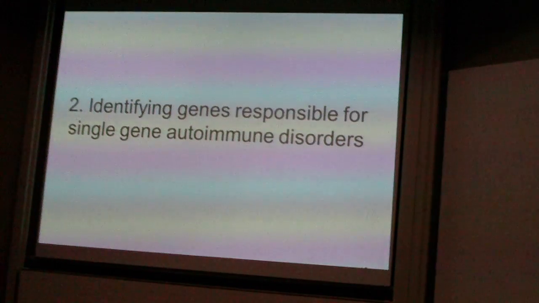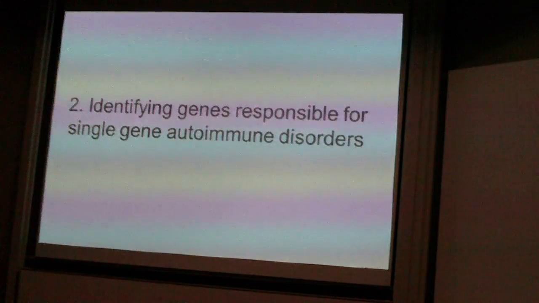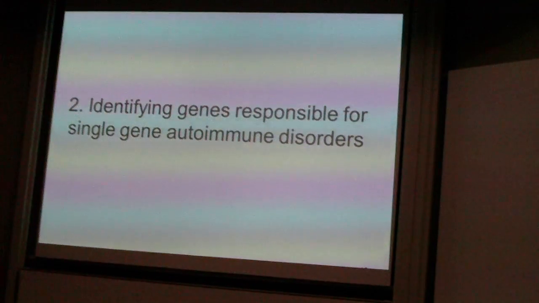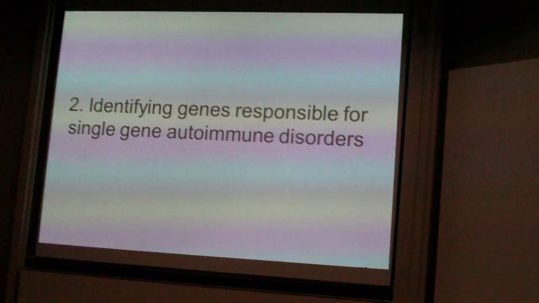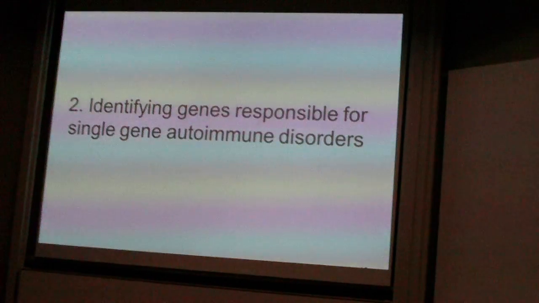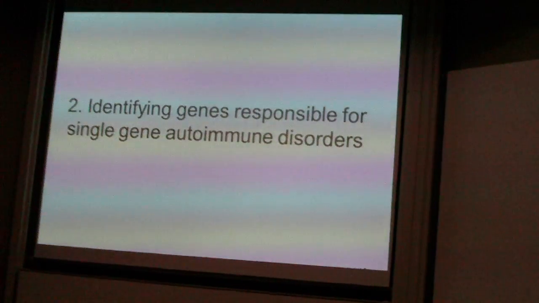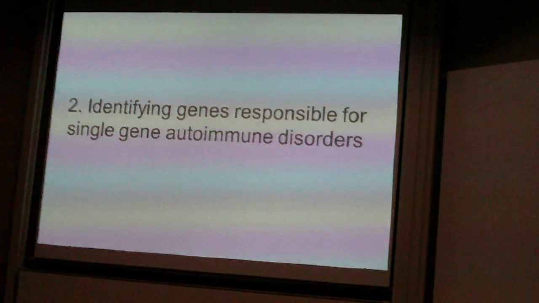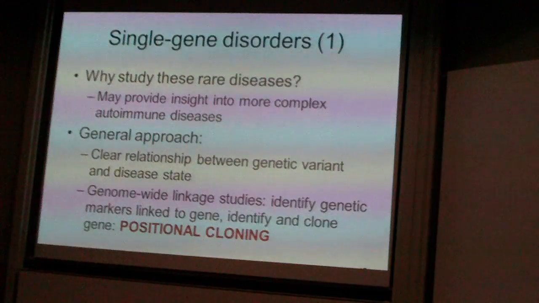Okay, so if we know that genes are important, the next question is how can we identify those genes and what can we do with that type of information? And to make the story not too complex, we will start with simple diseases. So we do have some rare autoimmune diseases where only one gene is important in the development of that disease. And let's start with these examples.